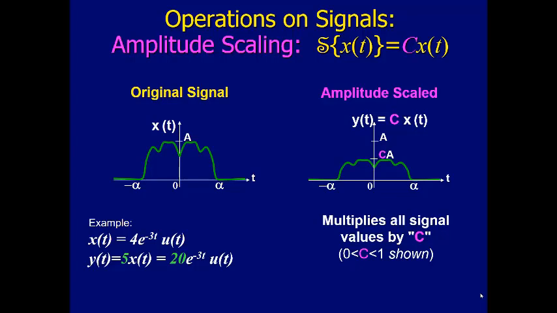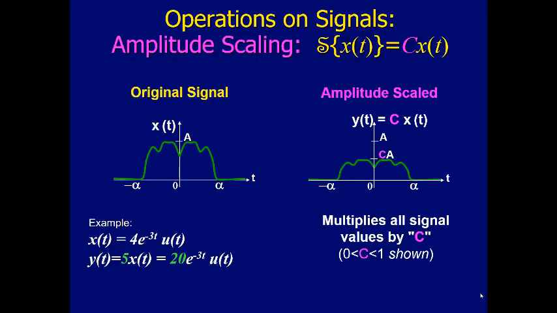If c happens to be a fractional value, it would make a smaller function. It would scale down or attenuate the signal. If c is a value that's greater than 1, then we would be actually multiplying, expanding, or amplifying our signal, meaning we're scaling it in the vertical direction by some common factor.